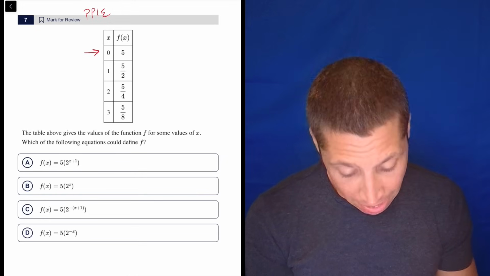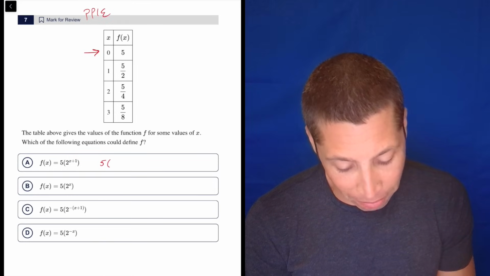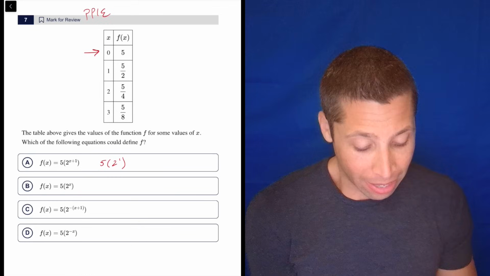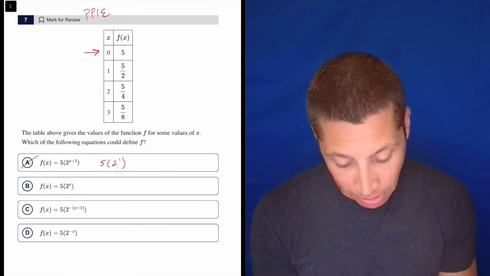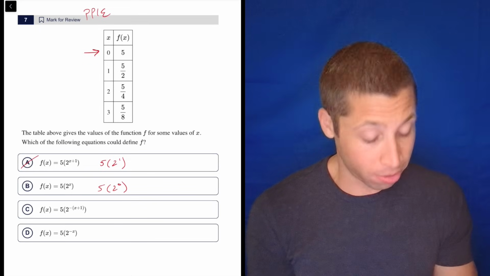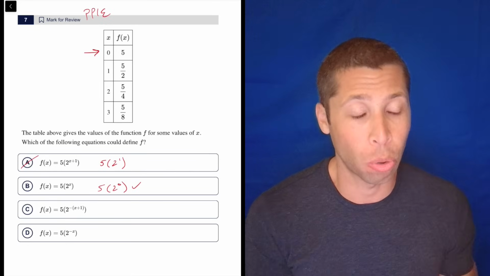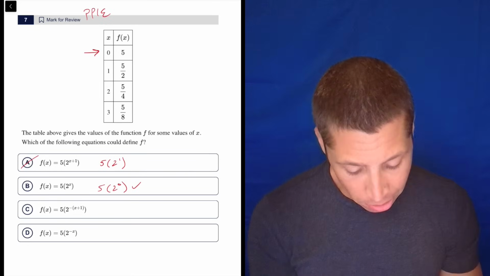So in choice A, again, I would do this in my head, but this is 5 times 2 to the first. So is that equal to 5? No, 5 times 2 is 10. This would be 5 times 2 to the 0. So 2 to the 0 is 1. So this does work. I can't pick it yet, though, because it's very likely that multiple answer choices will give me what I want. So let's continue.